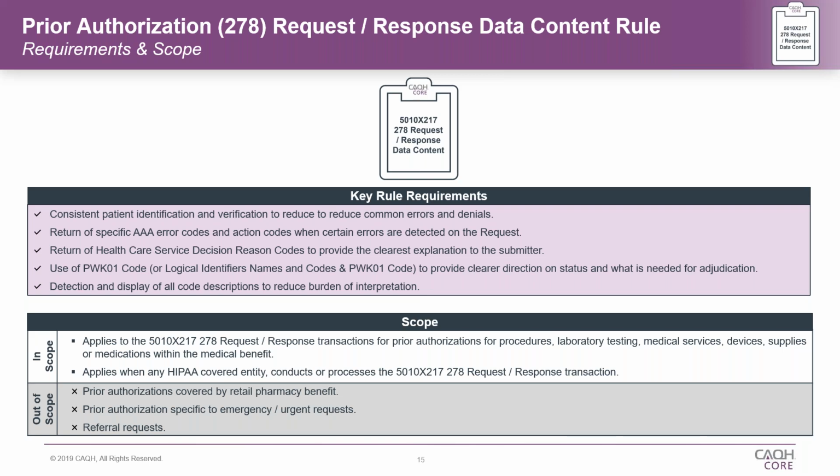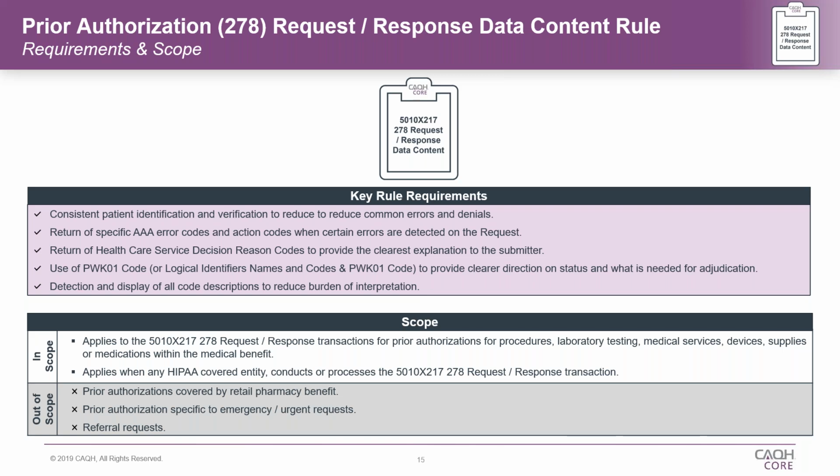Specific rule requirements that are included are, first, consistent patient identification and verification to reduce common errors and denials. Next, the return of specific AAA error codes and action codes when certain errors are detected on the request. Third, return of healthcare service decision reason codes to help provide the clearest explanation to the submitter of the decision. Use of the PWK01 code or use of the logical identifiers, names, and codes with a PWK01 code to provide clearer direction on status and what is needed for adjudication. And lastly, detection and display of all code descriptions to reduce the burden of interpretation.